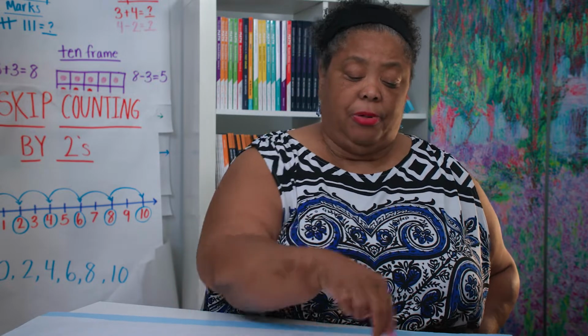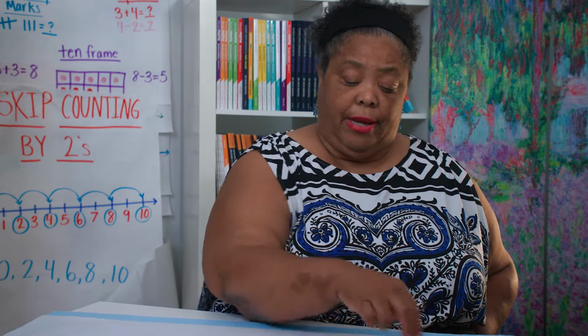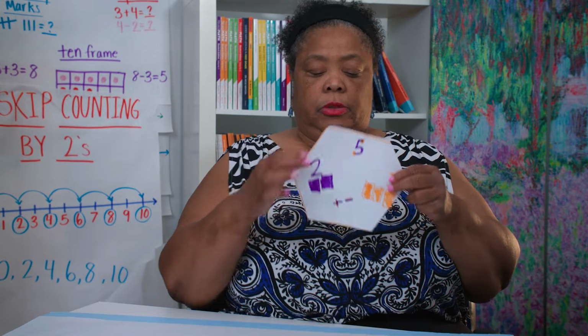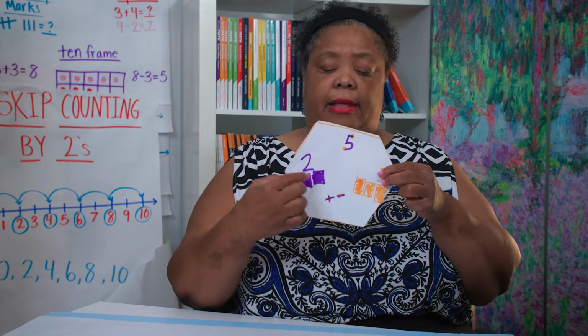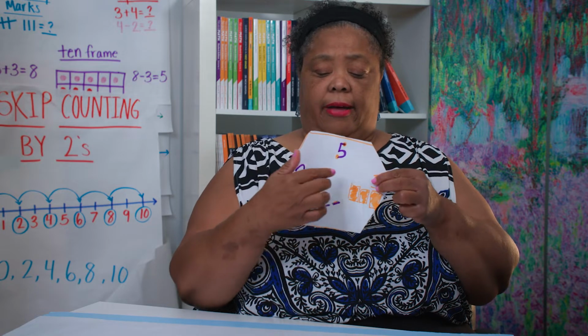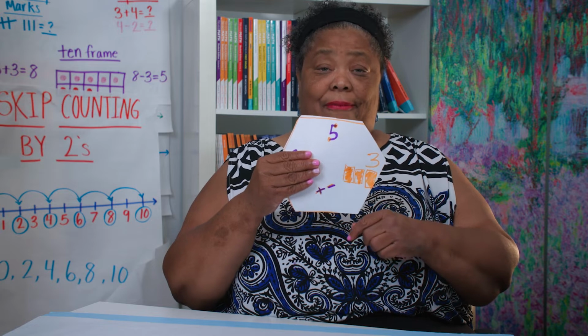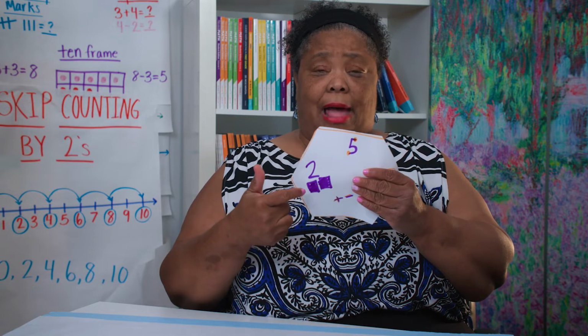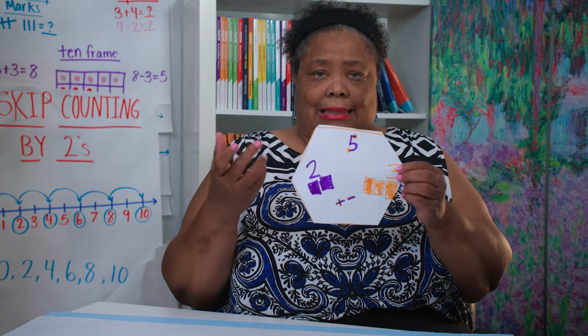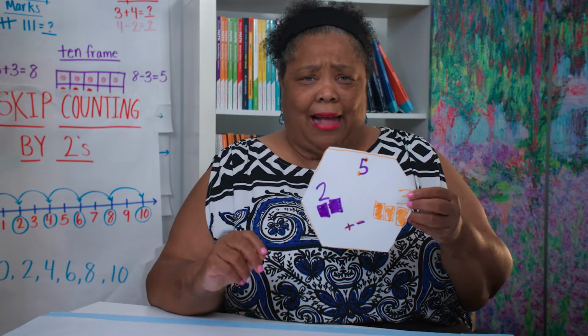So kids can see 2 and 3 is 5, and 3 and 2 is 5. And if I have 5 and I take away 2, I have 3 left. And if I have 5 and I take away 3, I have 2 left. That's simple. And then on the back, they write the facts.